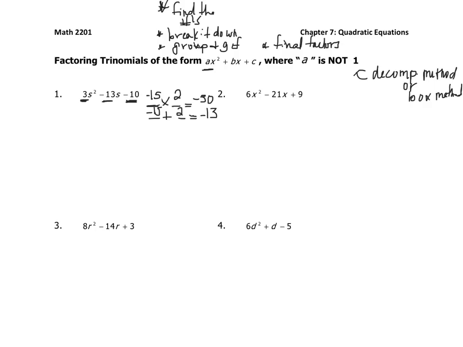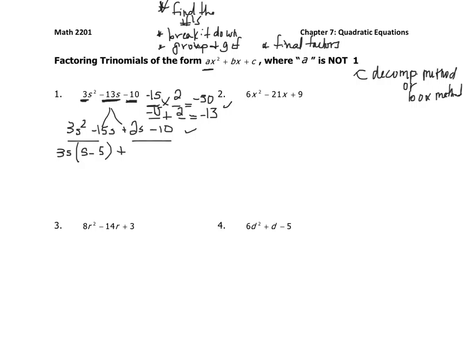Alright, so we found the numbers, negative 15 and 2, so now we're going to break it down. So 3s squared minus 15s plus 2s, which add to give you the negative 13. You're just breaking down negative 13 into negative 15s and plus 2s, and then you still keep the last term the same, negative 10. So we've found the numbers, we've broken it down, now we're going to group the first two, group the last two, and take the GCF out of each group. So the first two terms have a GCF of 3s outside of s minus 5. I don't like using s as a variable because it looks like a 5 when I try to write it.